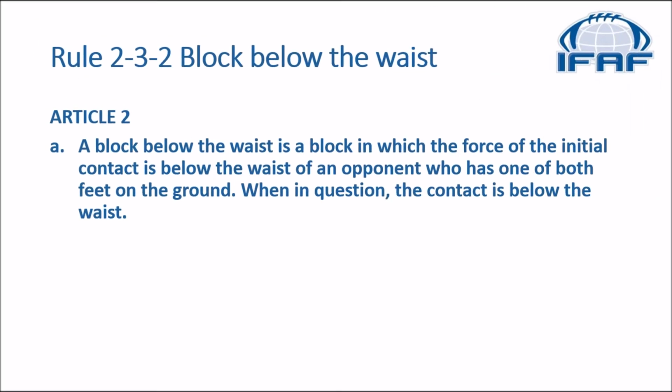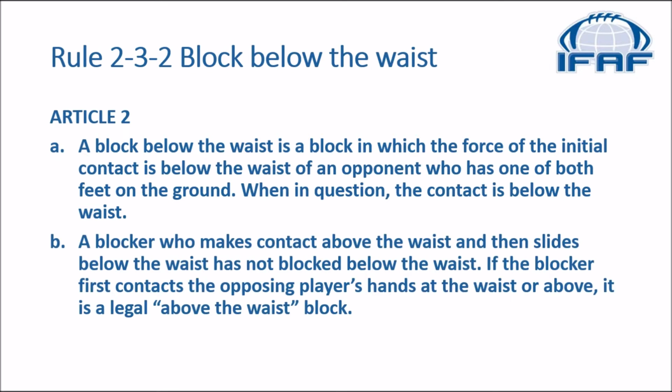In the rule book, we start with 2-3-2 by defining block below the waist. A block below the waist is a block in which the force of the initial contact is below the waist of an opponent who has one or both feet on the ground. When in question, the contact is below the waist. B, a blocker who makes contact above the waist and then slides below the waist has not blocked below the waist. If the blocker first contacts the opponent player's hands at the waist or above, it is a legal above the waist block.